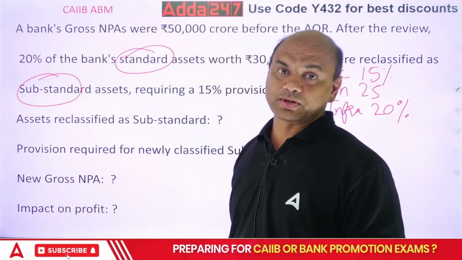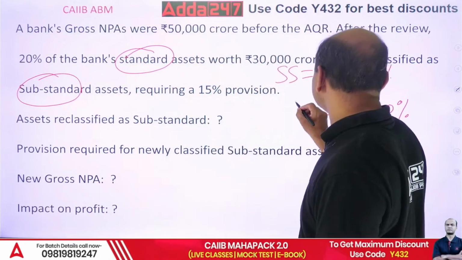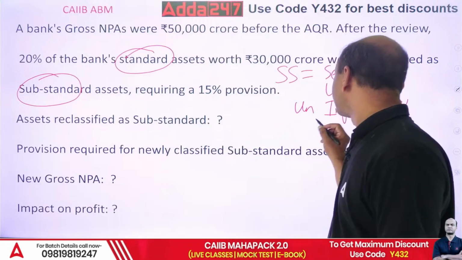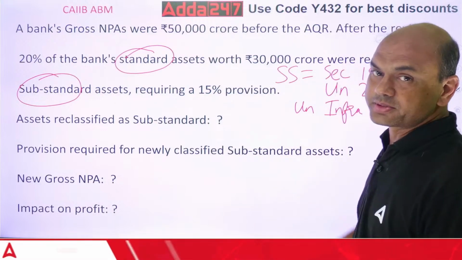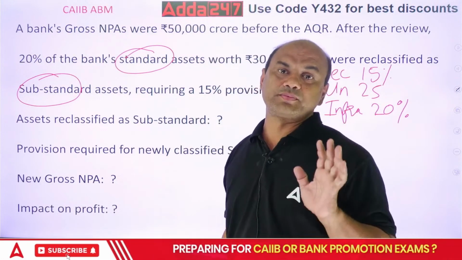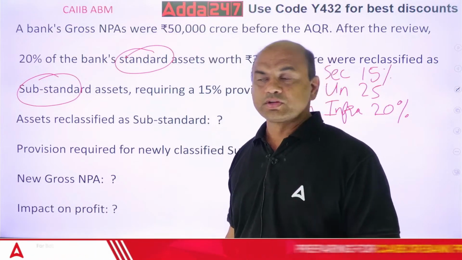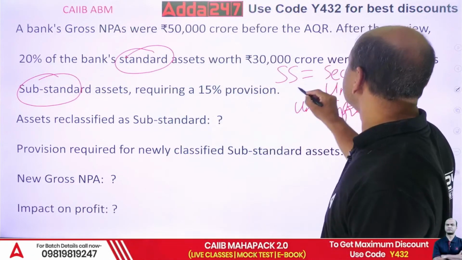Infra unsecured part. Unsecured infra, that is 20%, not 25%. But that is specifically for infra. So now it's given that 15%, so these will be secured.